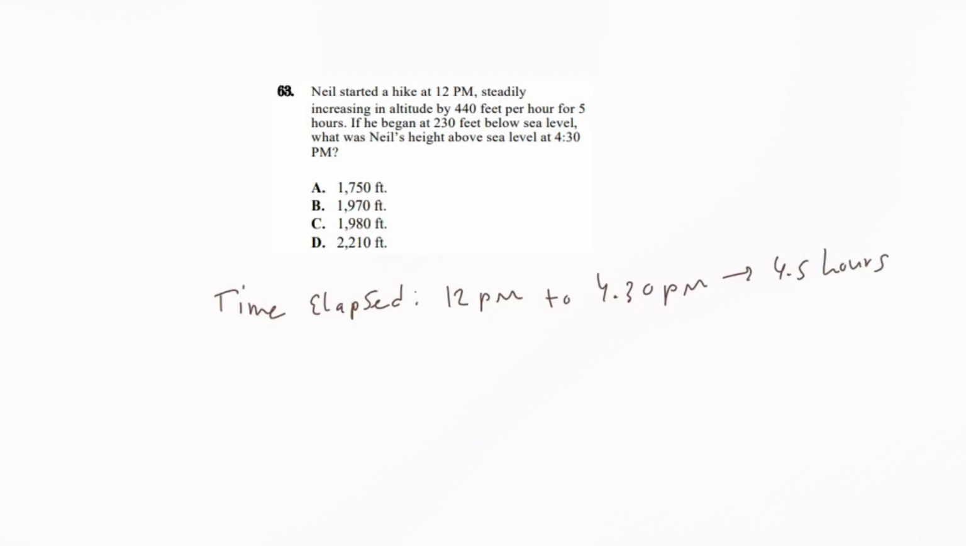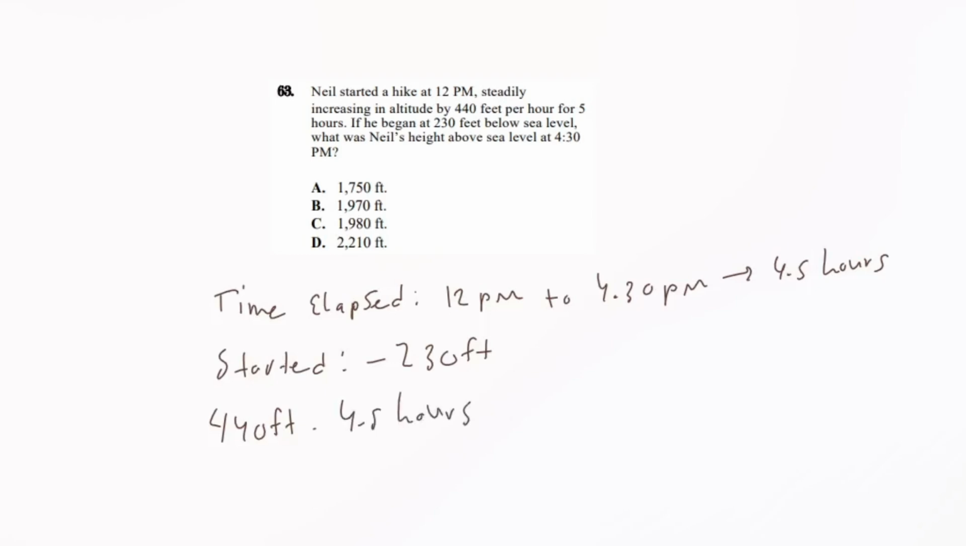And don't worry about this 5 hours, that's just a trick, right? Forget about that. All you have to worry about is the 4.5 hours that he's actually hiking, and that's what they actually want. And I know that he started at negative 230 feet. I like to think of it like that, because it's below sea level, right? That's where he started. And he goes up 440 feet per hour. So all we have to do in this case is just do 440 feet multiplied by your 4.5 hours.